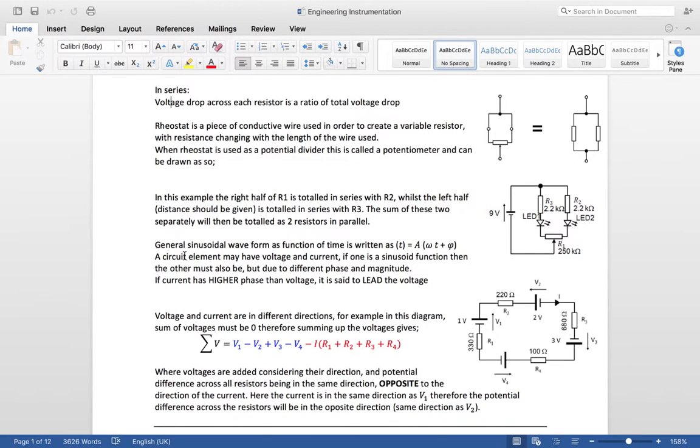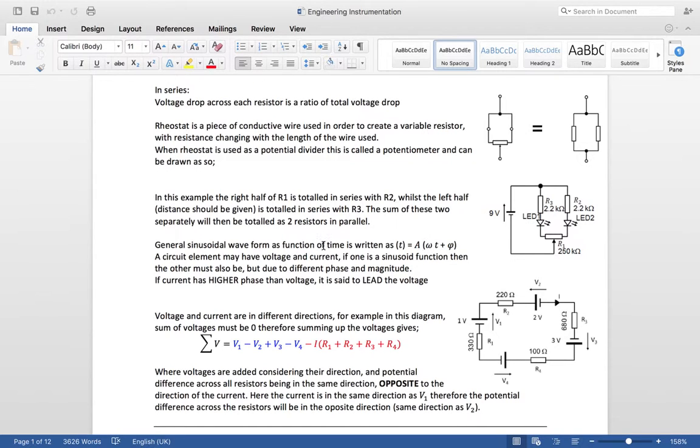A general sinusoidal waveform as a function of time is written like this. This is the formula, where A is the amplitude, omega is the frequency, and phi is the phase.